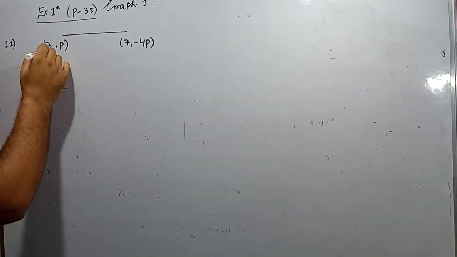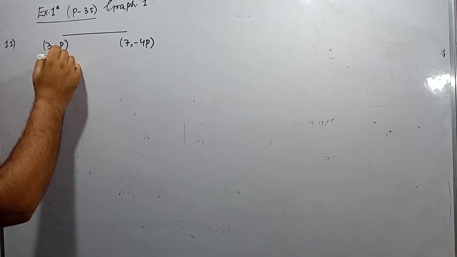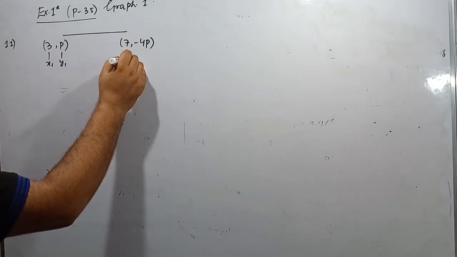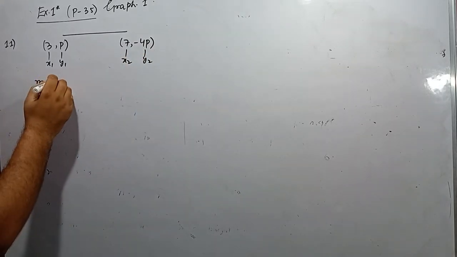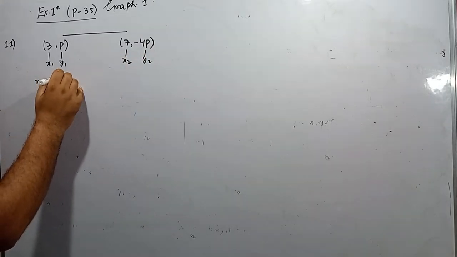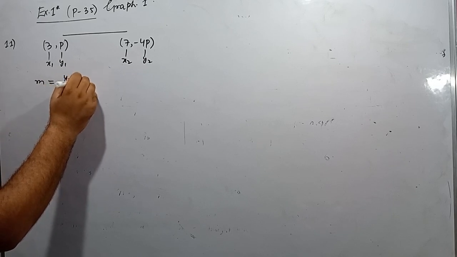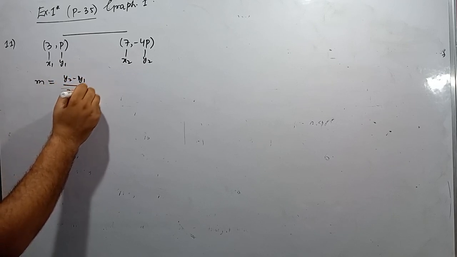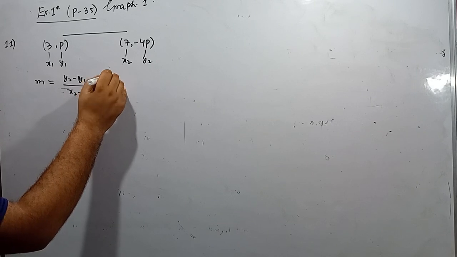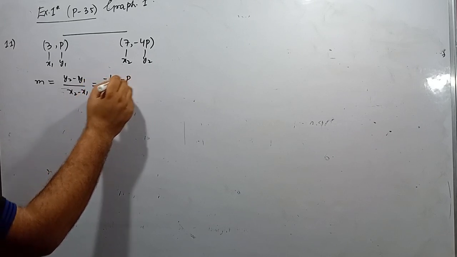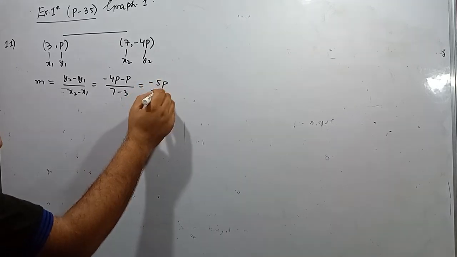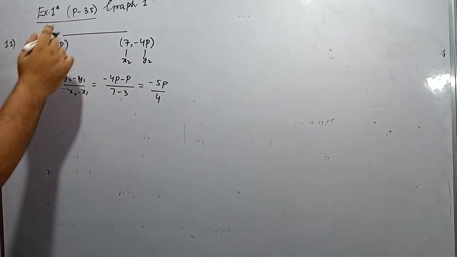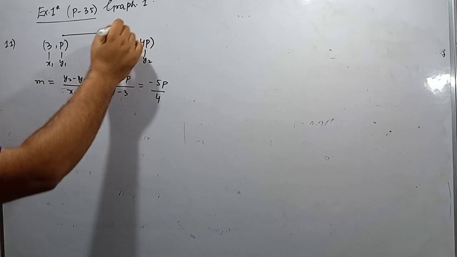First we will find here the gradient. x1, y1, x2, y2. What is the gradient? M is equal to y2 minus y1 by x2 minus x1. What is that? That is minus 4p minus p divided by 7 minus 3. That's minus 5p divided by 4. First I found what? The gradient of the first line.